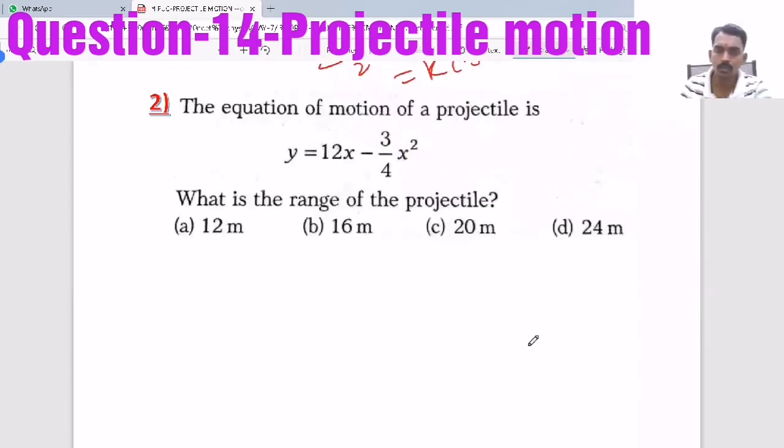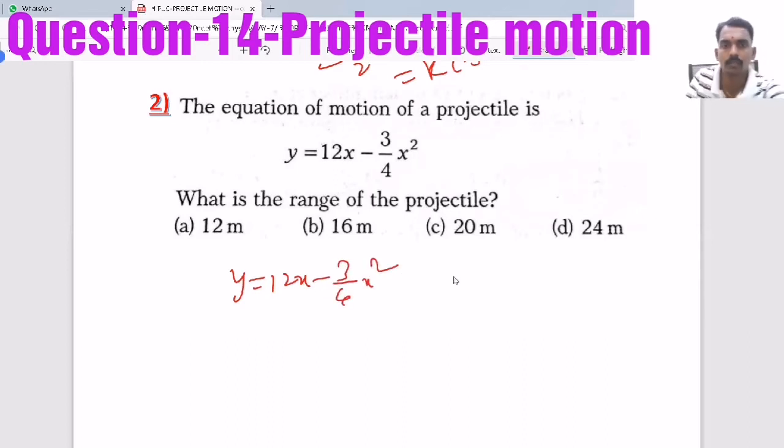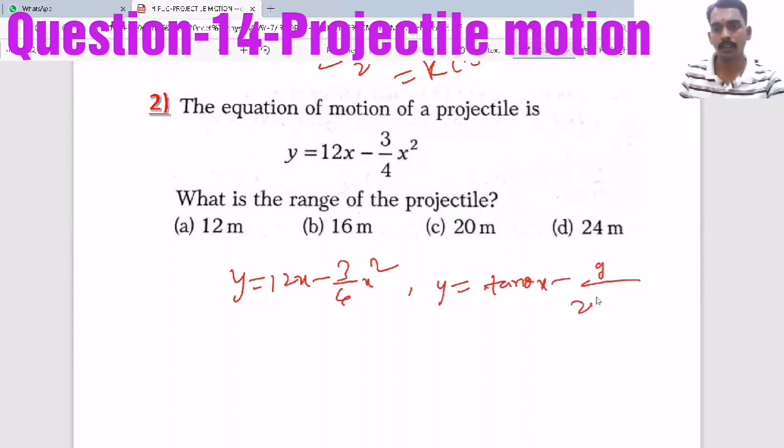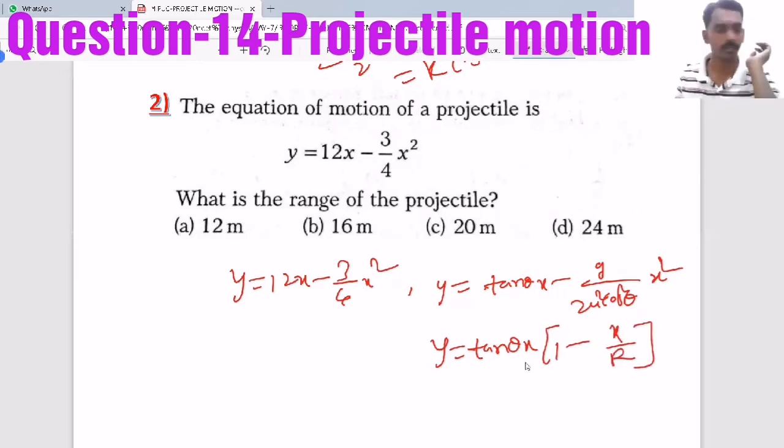Now, as I said, they will ask you to compare with the general trajectory equation, like y equal to 12x minus 3 by 4 x square they have given. Then they are asking what is the range of the projectile. The general equation is y equal to tan theta into x minus g by 2u square cos square theta into x square. If you take tan theta into x common, it becomes 1 minus x by r. So r is the range.